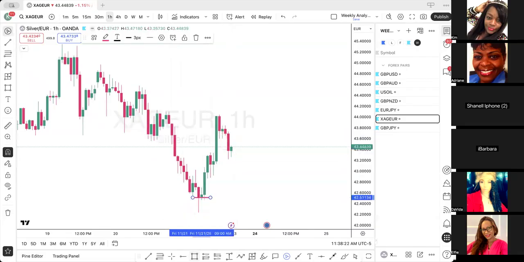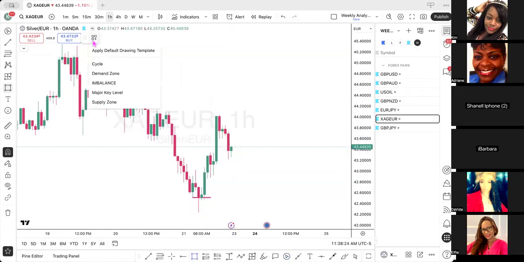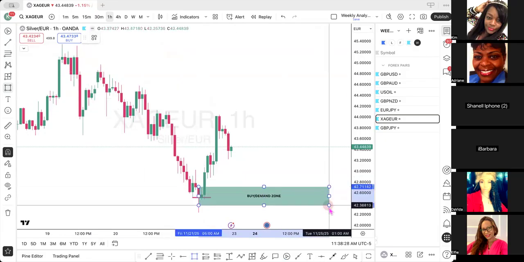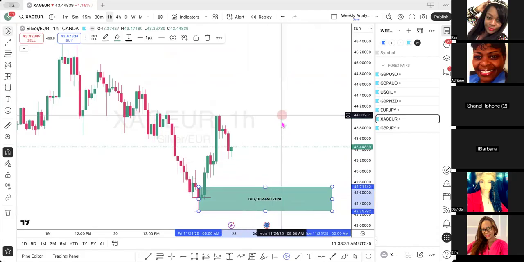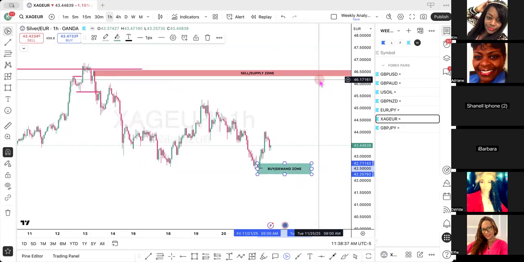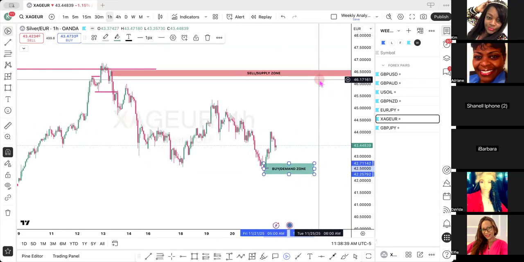So I think I would be looking for price to pull back into this zone somewhere to then start buying back up into this zone. Or it could continue selling. I mean, continue buying.